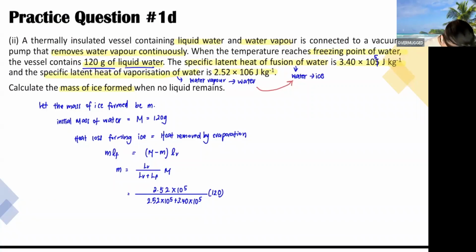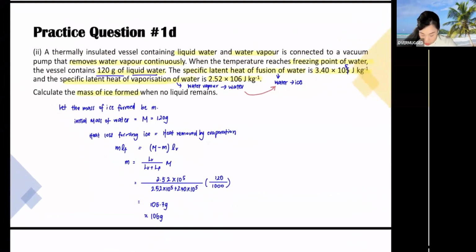Wait, I need to divide it by 1000 because everything is in kg and this is in gram. So 120 divided by 1000. Then this would be 105.7 gram, approximately 106 gram. Okay, so that's one question.